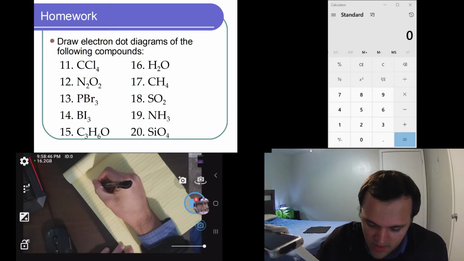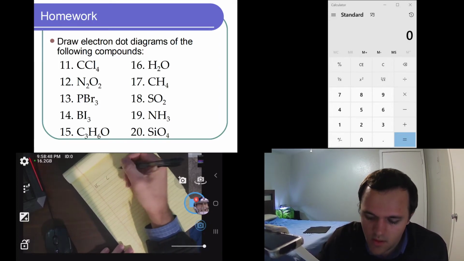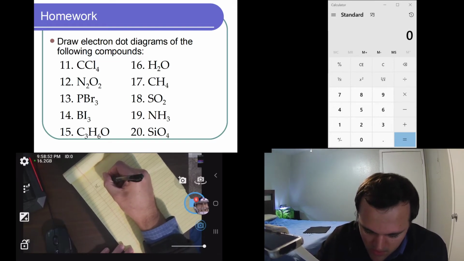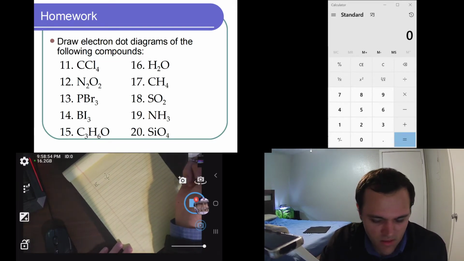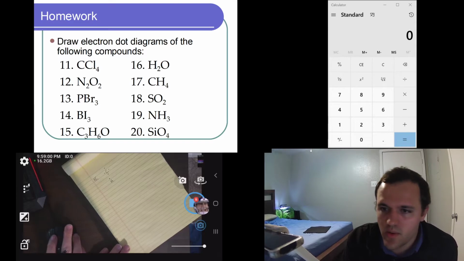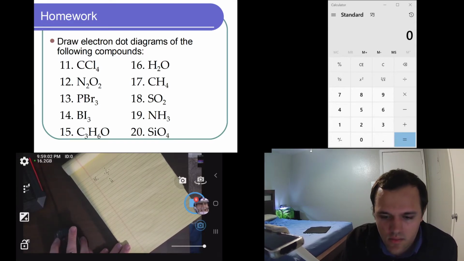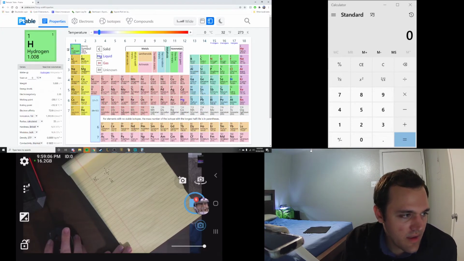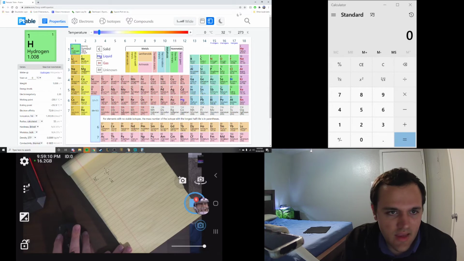So for number 15, we have carbon, which we know from our previous example looks like this. It has 4 valence electrons. We have hydrogen, which if we look at the periodic table, it's way over here. It's only got the 1 proton and 1 electron. So it's just that, an H with 1 dot.